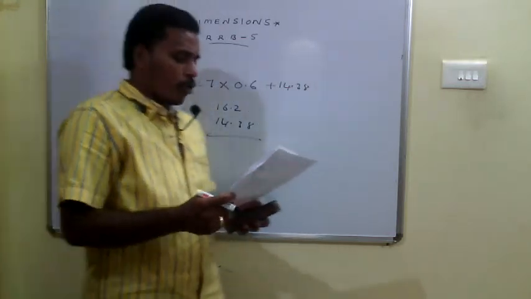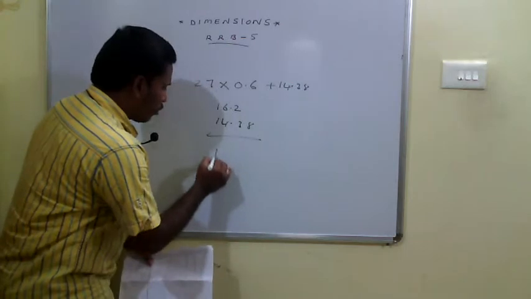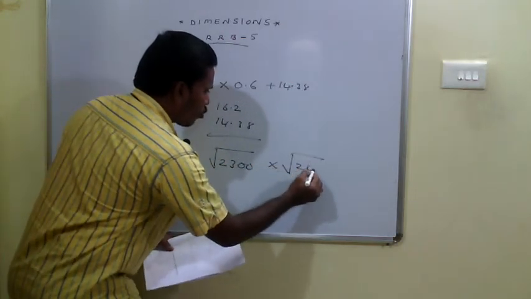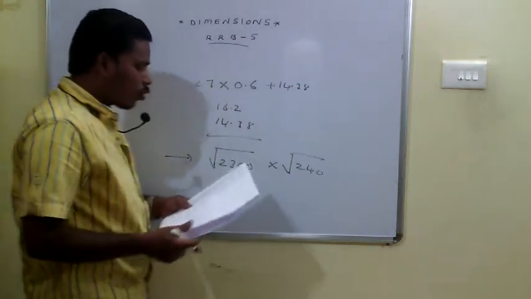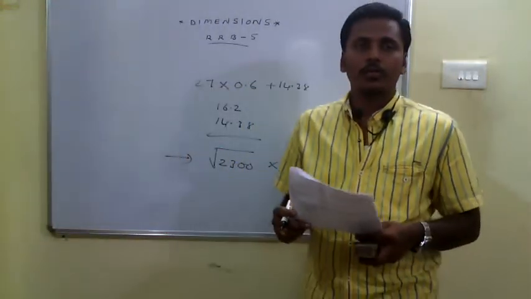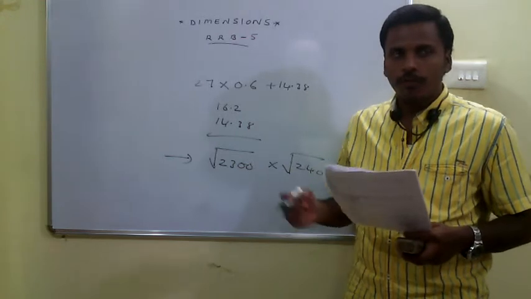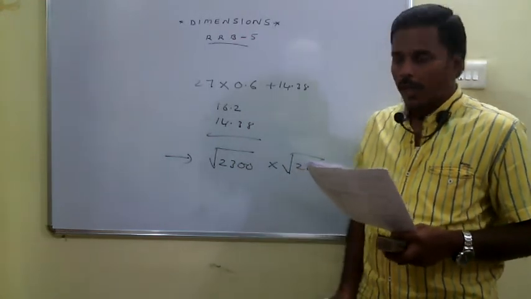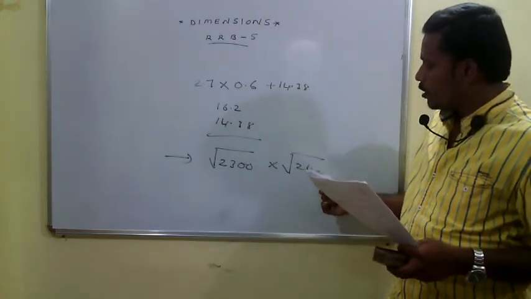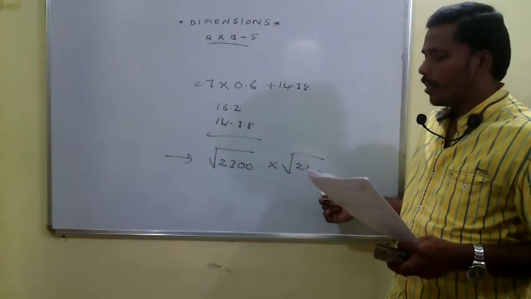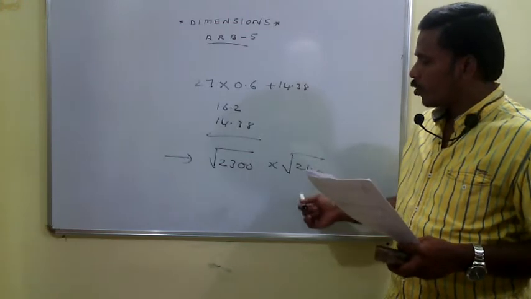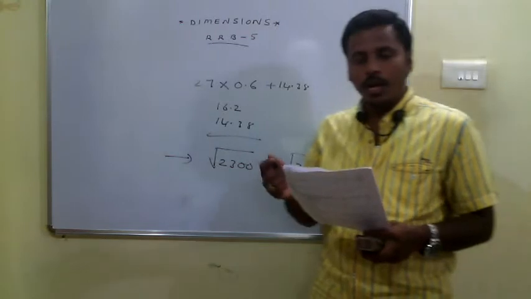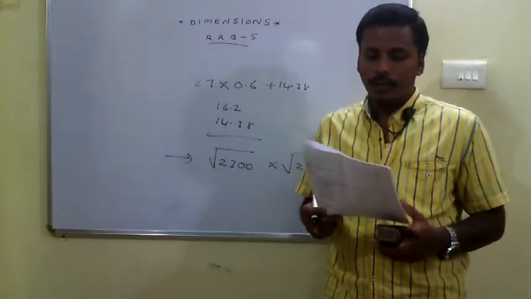Then coming to the 53rd problem. Square root of 2300 into square root of 240 is given for this problem. Square root of 2300: 50 square is 2500. So it is nearer to 50, so we need to check with 48. So its approximate value is 48. And coming to here, this 240 is in between 15 and 16. So your value should lie between 48 into 15 and 48 into 16, and your answer is approximately 745.